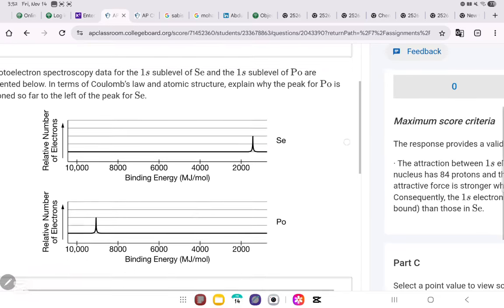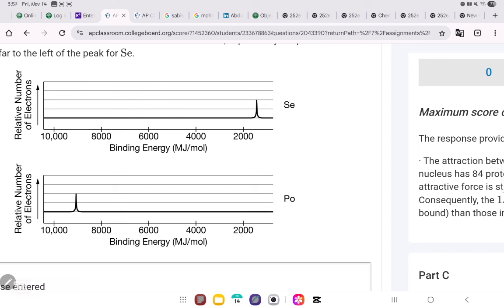So they started first of all by describing whatever they saw. They saw the binding energy, or the attraction between the electrons of the 1s, okay? So we're dealing with 1s. The attraction of the 1s electrons for both Se and Po is supposed to be at the same distance. However, because Po has a greater number of protons, what will it exert? It will exert a greater force of attraction. So this greater force of attraction will pull the 1s electrons more strongly. Thus, it requires more energy to break free.